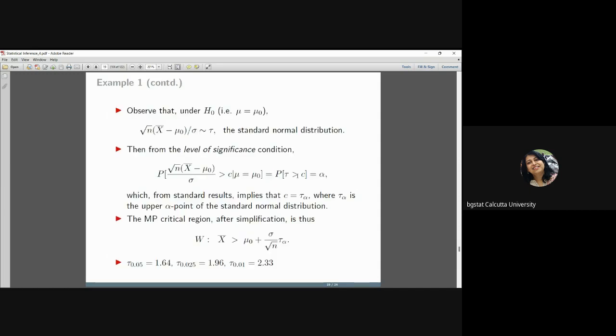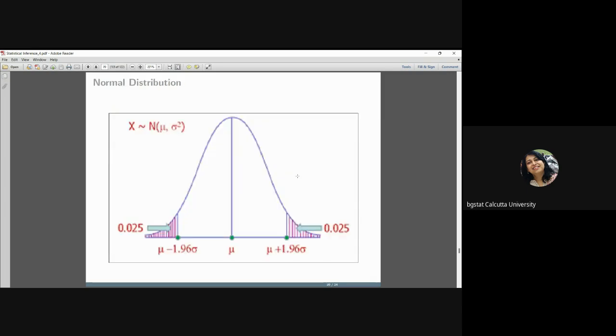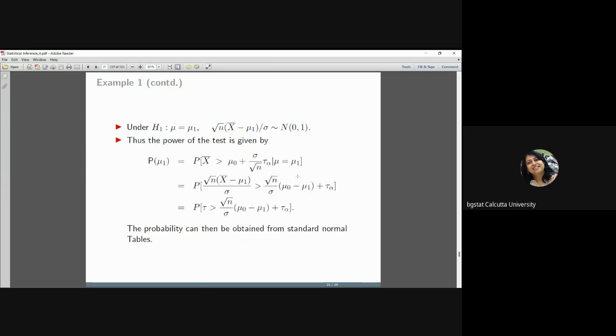Just note that if the level of significance is 5%, then tau alpha is 1.64. If it is 2.5%, it's 1.96. And if it's 1%, it's 2.33. So generally, the smaller the level of significance, the higher the value of tau alpha. So this is how you get tau alpha. These quantities are known for the standard normal distribution, and hence we can use the standard normal distribution to get the cutoffs.